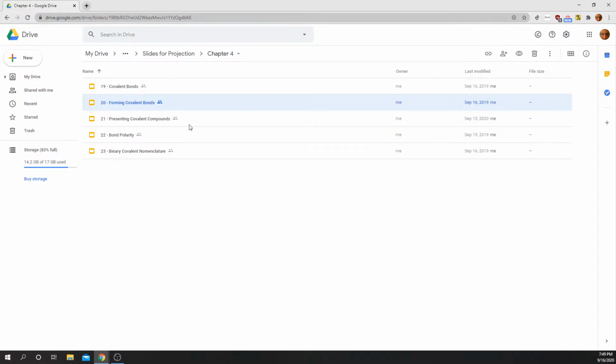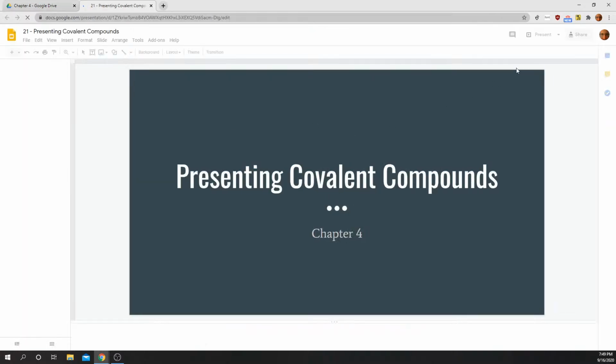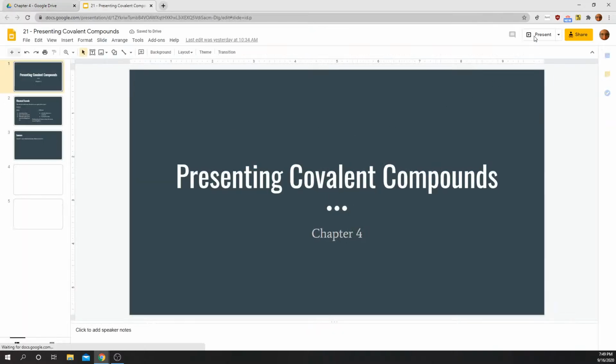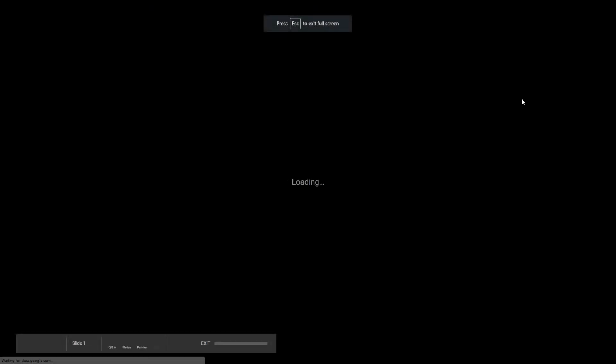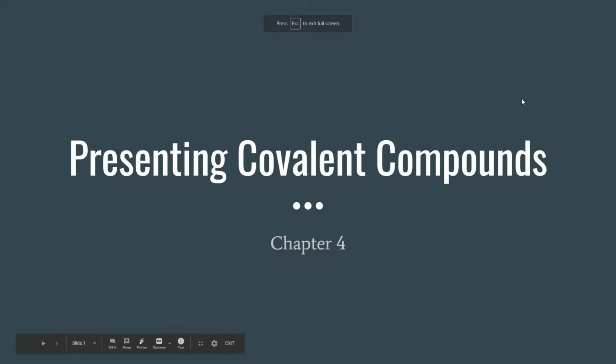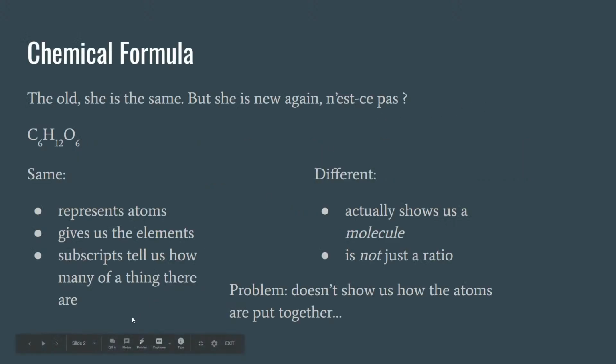Okay. So that was way too short for a single lecture. So I'm going to go ahead and just dive right on into the next one, presenting covalent compounds. So how do we write them down, basically? Chemical formulas. There's nothing particularly new here. We write down the element. We write down how many atoms there are of that element. If there's only one, we don't write the one. It's just assumed. So here we have glucose, C6H12O6.